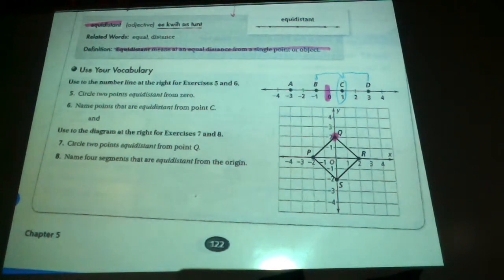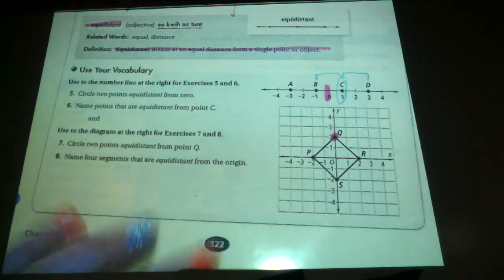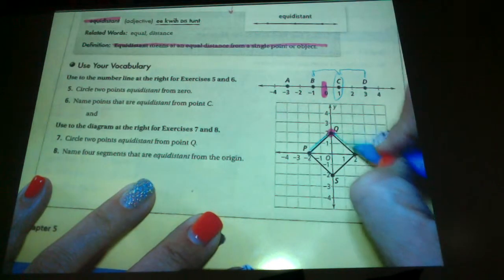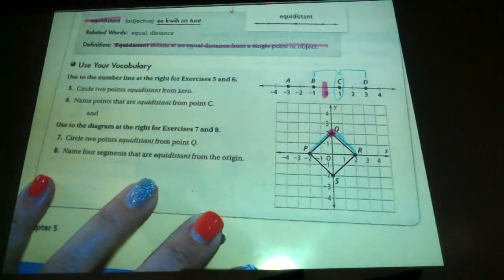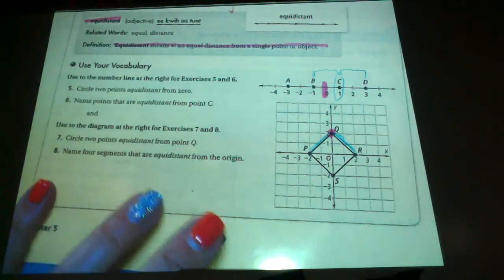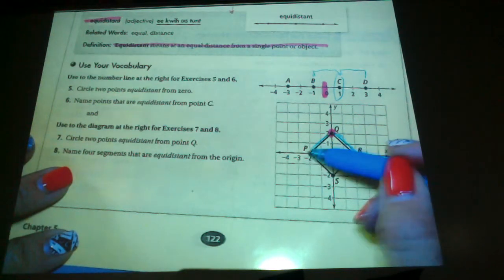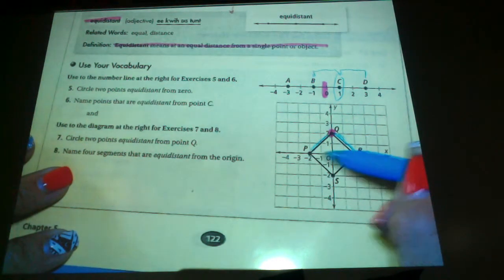What points are equal distance from Q, and how do you know? P and R are equal distance. How do I know that this distance and this distance are equal? Do a what? Okay, so if I went from Q to P, I would go down 2 and to the left 2.